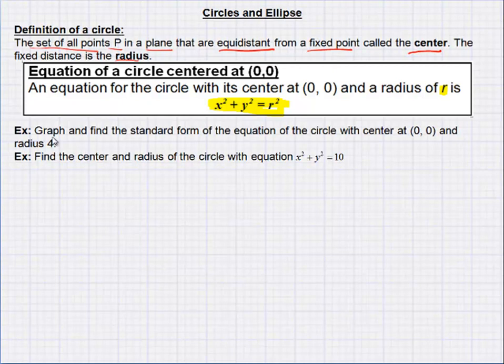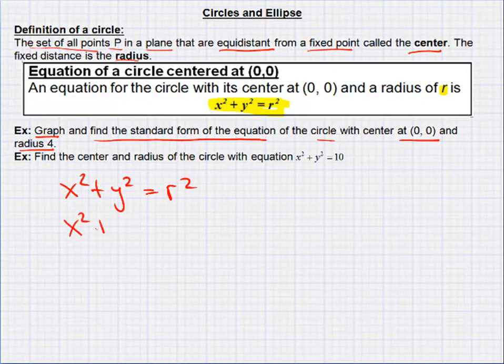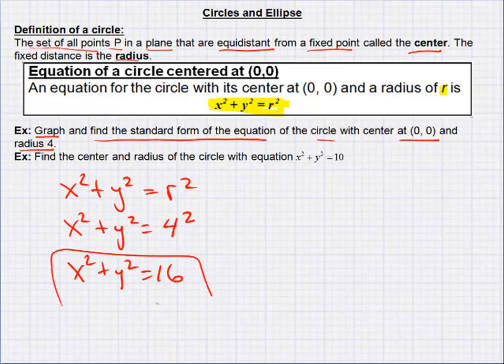So here are some questions. First one, graph and find the standard form of the equation of the circle with center 0, 0 and radius 4. Well, we really just did it. If the center is 0, 0, then the formula should look like this. The one we did before was radius 2, but the radius is 4, so it should be 4 squared, which gives me x squared plus y squared equals 16. So that's the equation of the circle with center 0, 0 and radius 4.